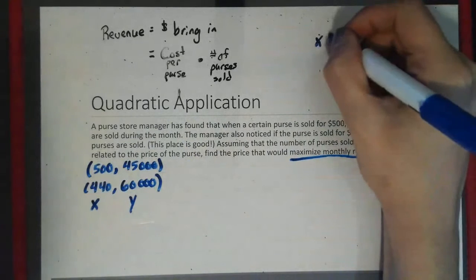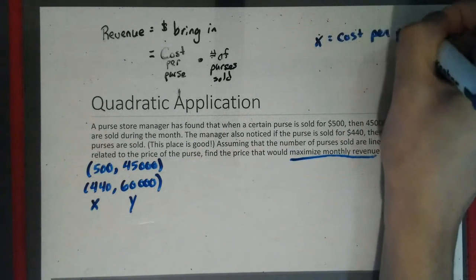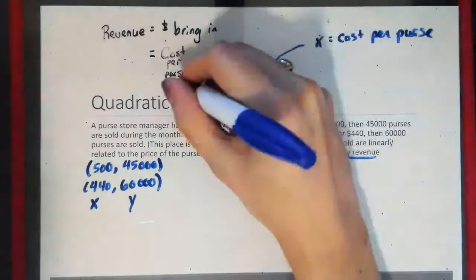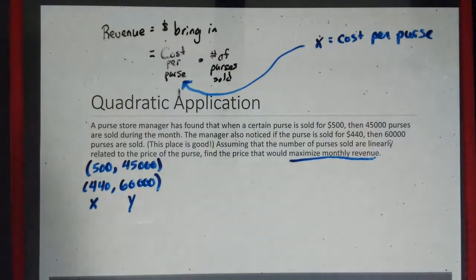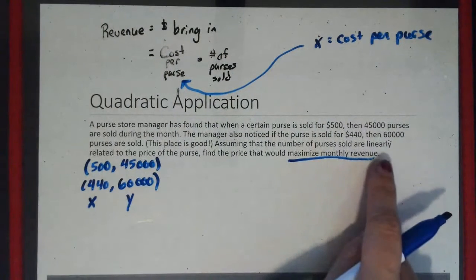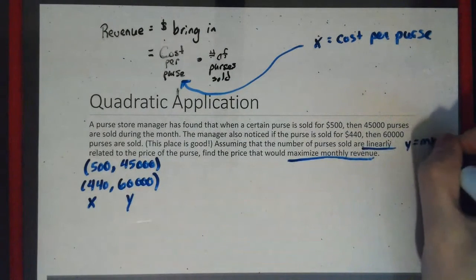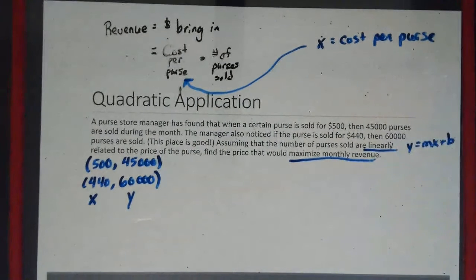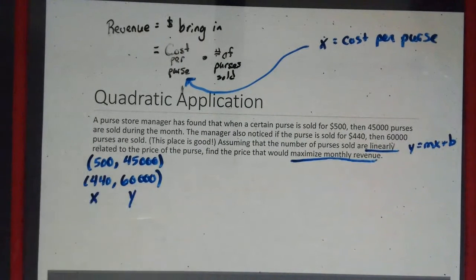So we just said X is the cost per purse. Remember, that's part of our equation for revenue. What I don't have right now is the number of purses sold. It says that the number of purses sold are linearly, so we're thinking y equals mx plus b, related to the price of the purse. So they say we can find a linear equation for those 2 points. We know how to do that because we have 2 points, so we can find the slope.